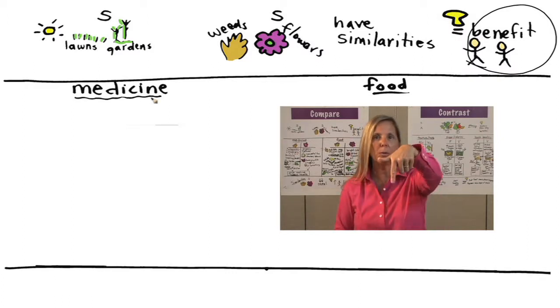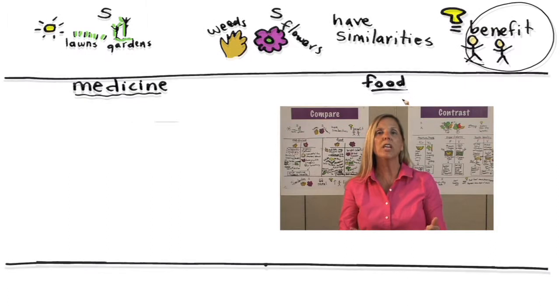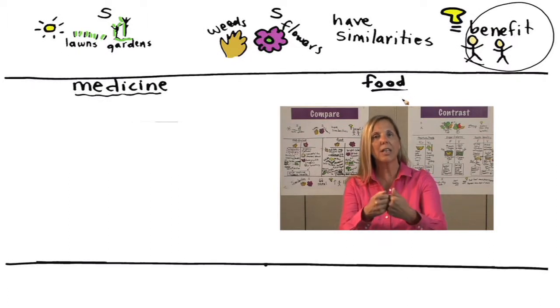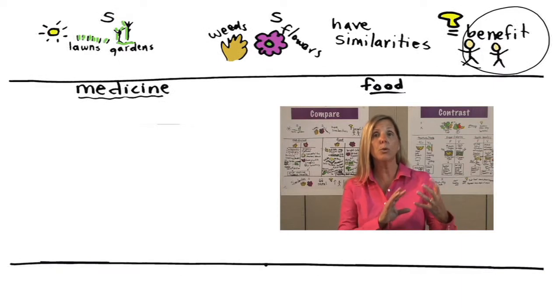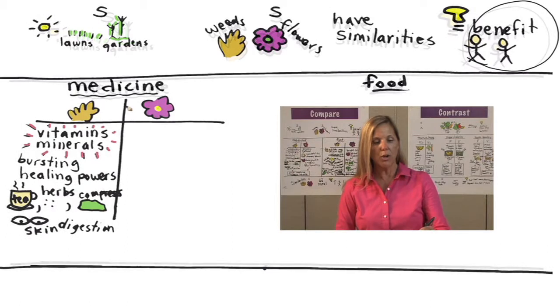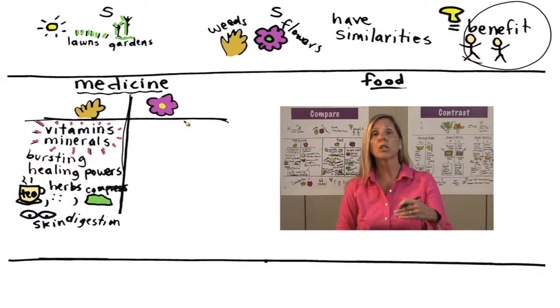Identified the attributes and we put a finger down for each one. We have 2, put medicine and food. Once we identify the attributes, we need to show their similarities. We're going to make a T-graph to show the medicines and food of weeds and to show the medicines and food of flowers. Notice we made a T-graph. We put a picture of a weed and a picture of a flower. You could write weed or flower, whatever works best for you.